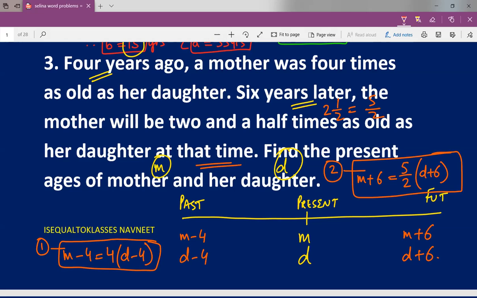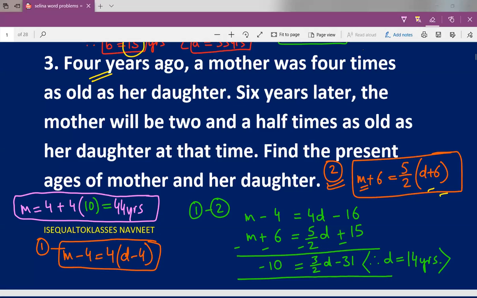Again, have a look at equation number 1 and equation number 2. As would be obvious, I hope it is obvious to you that if you do 1 minus 2, this M will get cancelled from this M, and you will get the value of D. And then once you have the value of D, you can put it back in either this equation or this equation to get the value of M. I'll request you to pause the video and try to do it on your own. Okay, so let me show you how I've done the solution.